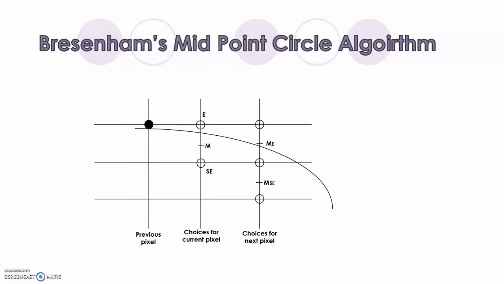Now I'll discuss Bresenham's midpoint circle algorithm. This is the figure showing Bresenham's midpoint circle algorithm, same as the figure shown for the midpoint line algorithm. See, I have a midpoint here. The previous pixel is shaded in black, the pixel to the right is the east pixel, and the pixel to the right and 1 unit down is the southeast pixel.